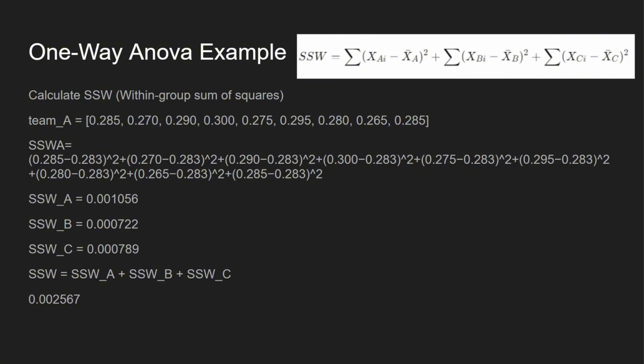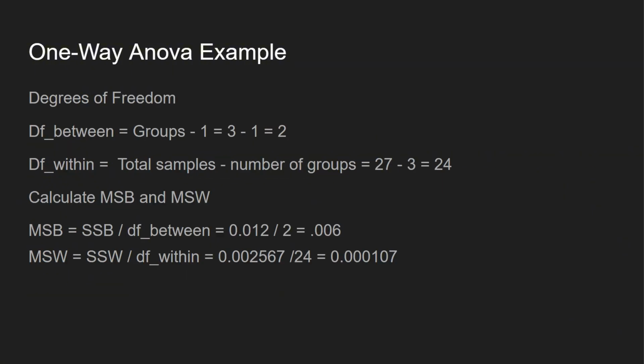Then we calculate SSW, the within-group sum of squares. There's a lot of math behind it, so at the very end we get SSW for A, B, and C, and then we add them up together for the overall SSW. We get the value down below. The degrees of freedom between groups is going to be the 3 groups minus 1, which is 2.